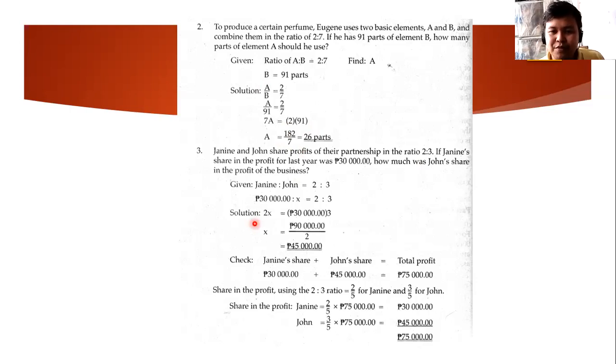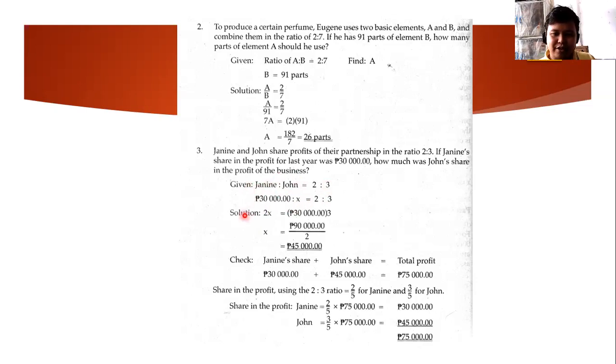Problem number 3. Janine and John share profits of their partnership in the ratio of 2 to 3. If Janine's share in the profit last year was 30,000, how much was John's share in the profit of the business? So 2 and 3 is their share last year. Janine already has 30,000, which is given, so John's is not yet known.